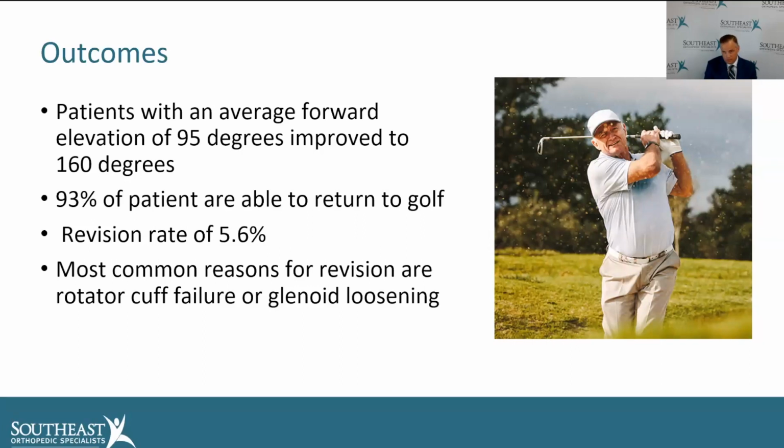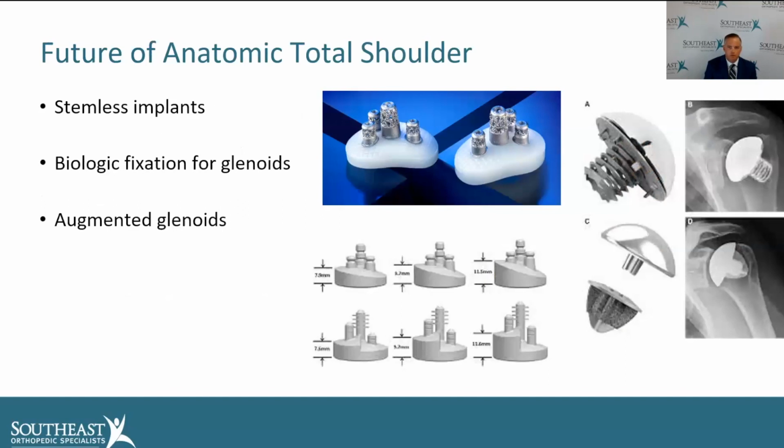Most common reasons we see for the need for revision in anatomic total shoulder are failure of the rotator cuff, and then loosening of that glenoid component. And how are we trying to manage some of those things? Well, these are what the future of anatomic total shoulder looks like.